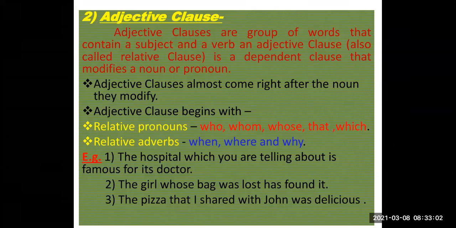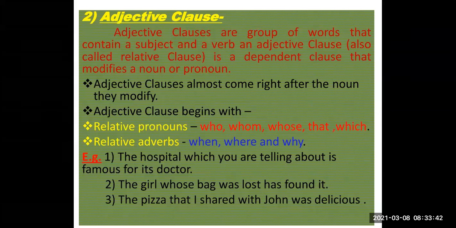Some examples of adjective clause: Students who are intelligent get good grades. Here, students is the subject, get is the verb, and who are intelligent is our adjective clause. Then: My sister who lives in Mexico is a nurse. Who lives in Mexico is our adjective clause. Lives is a verb, Mexico is a subject, and the clause modifies the noun sister.